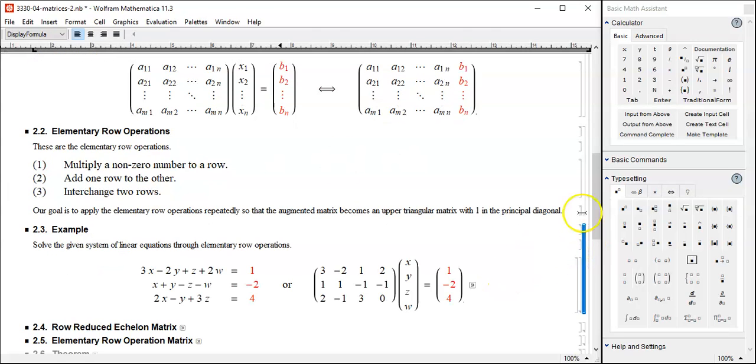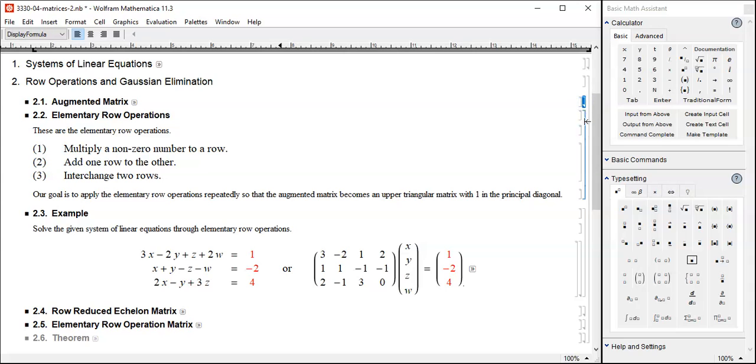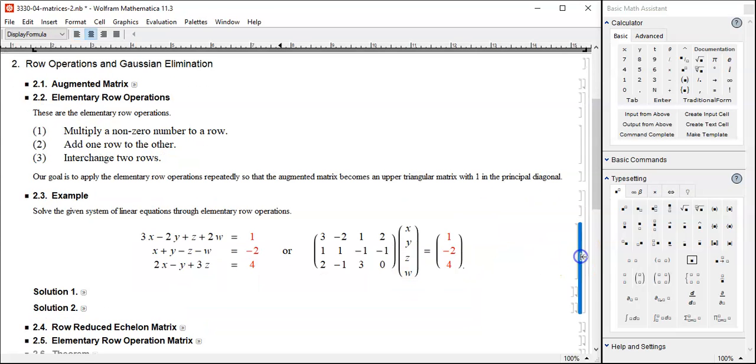Do we have an example? Okay, let's have an example here. Let's solve the system of linear equations using this Gaussian elimination on the augmented matrix.